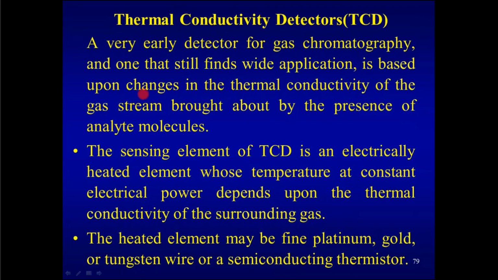Here you need to see what are the changes in thermal conductivity of the gas stream whenever a substance gets eluted. The sensing element of TCD is an electrically heated element whose temperature at constant electrical power depends upon the thermal conductivity of the surrounding gas. I will explain a little more about this once we see the actual diagram of this. So the TCD has a sensing element which is electrically heated. Its temperature at constant electrical power depends upon the thermal conductivity of surrounding gas. The heated element may be fine platinum, gold, or tungsten wire, or it could be a semi-conducting thermistor.